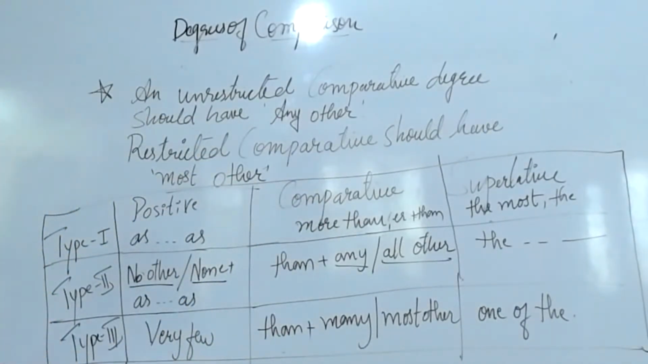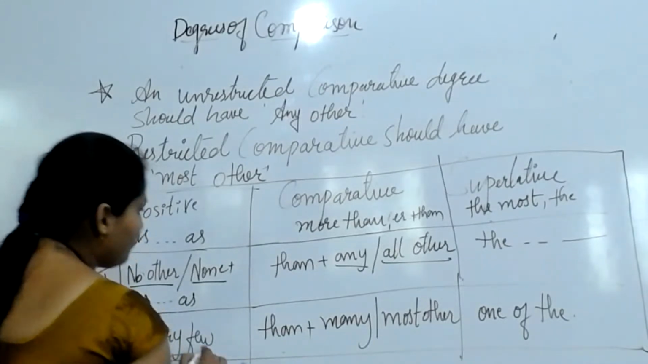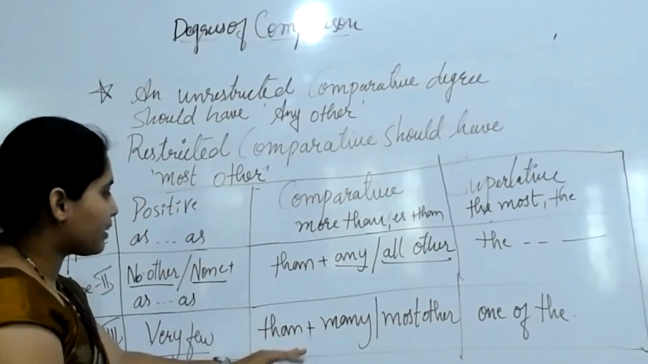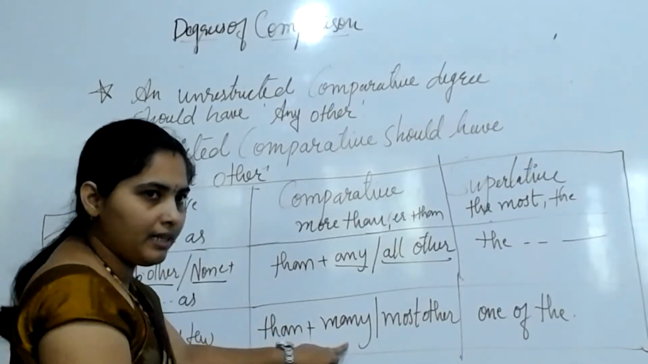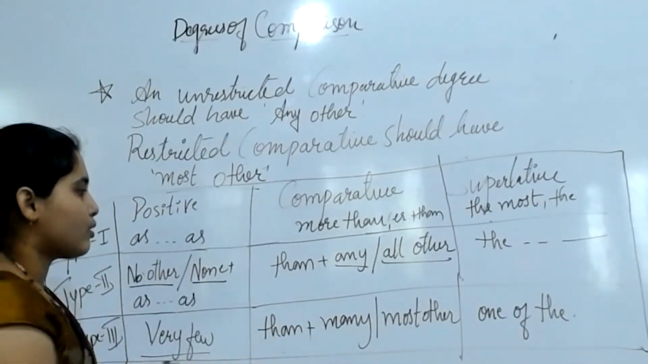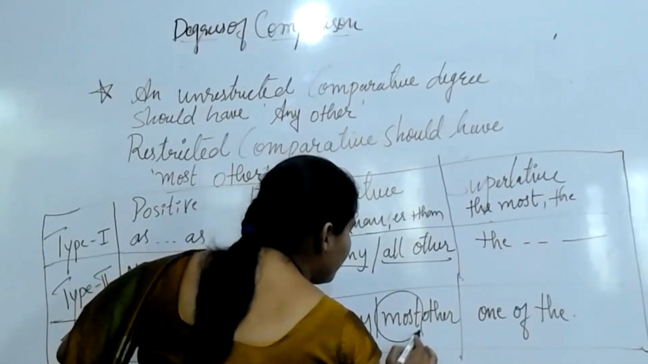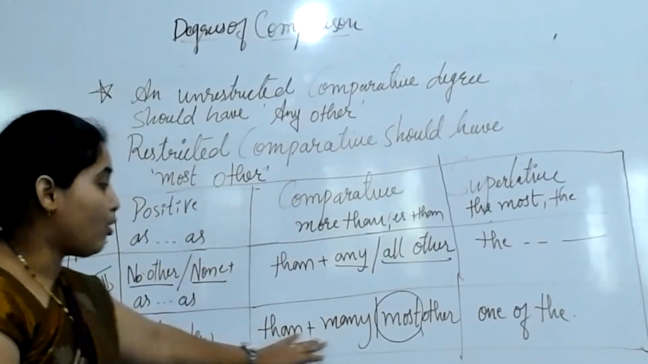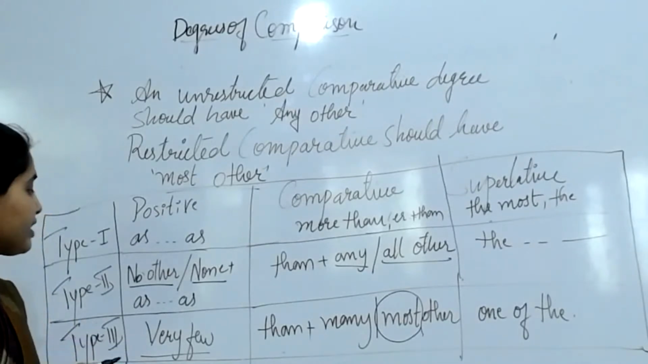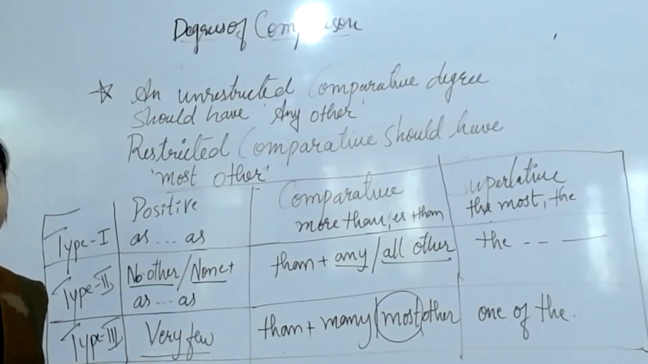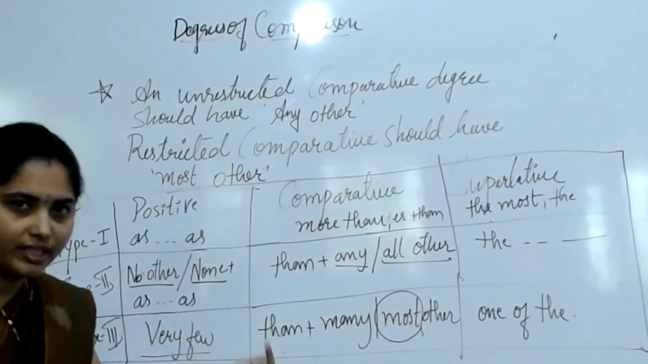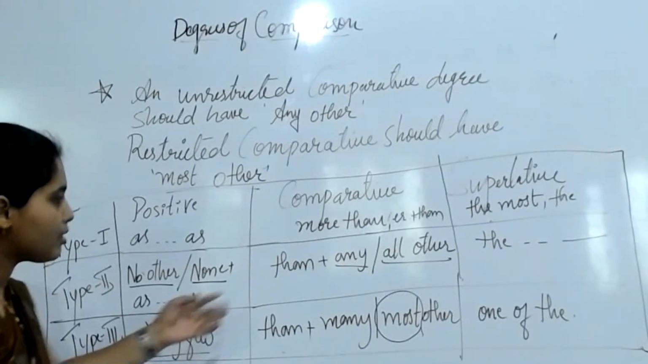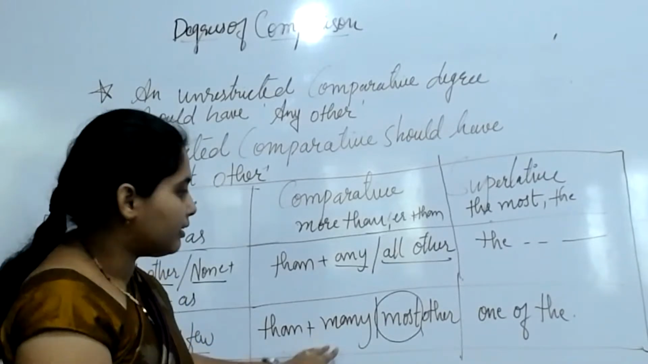Restricted comparative degree should have most other, like very few in the positive degree, then in the comparative degree, many other or most other. This is restricted. So as per the rules, you can use most in the comparative degree in that situation, right? So if the positive degree starts with very few, you should use most other in the comparative degree. Don't be confused. If the positive degree starts with very few, you should use most other or many other in the comparative degree.